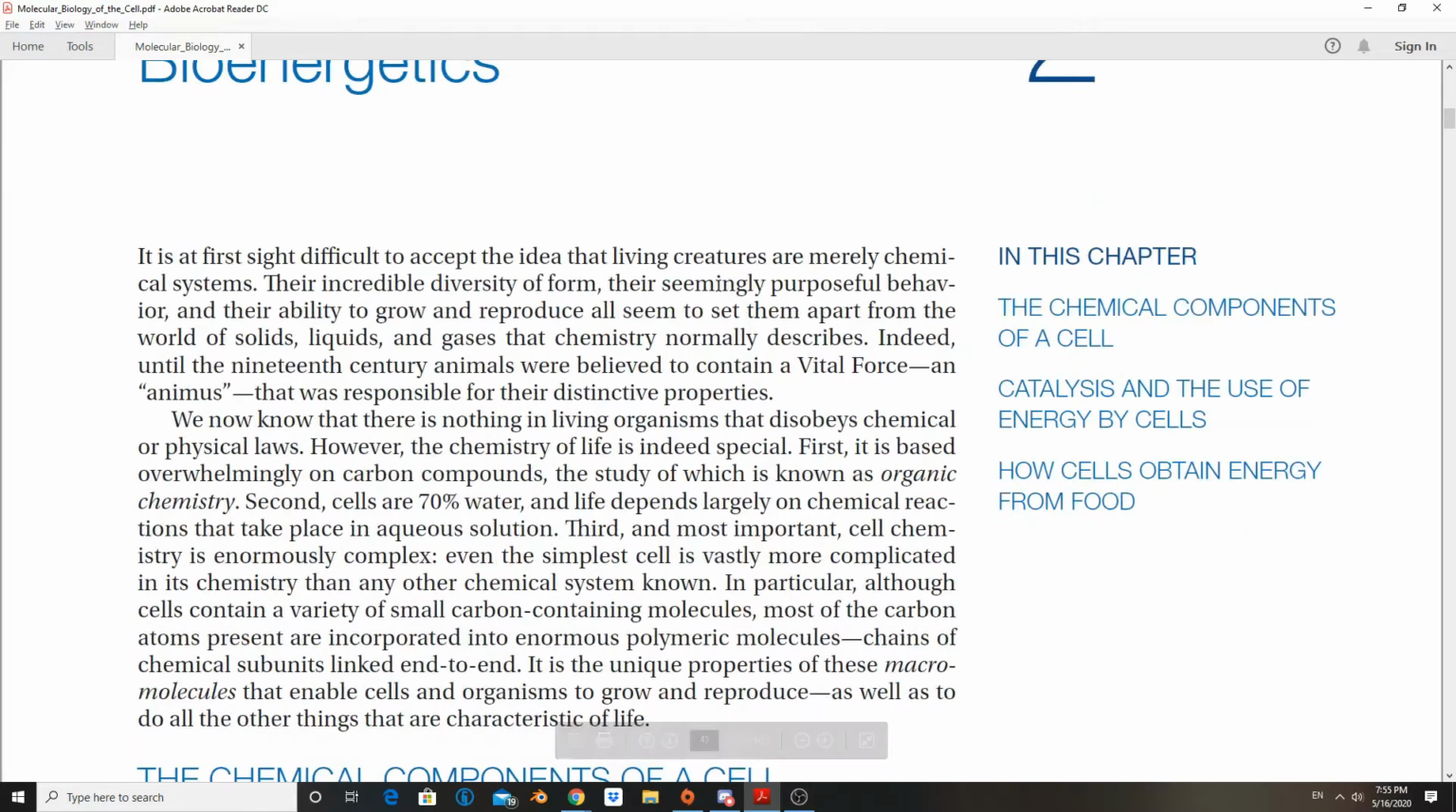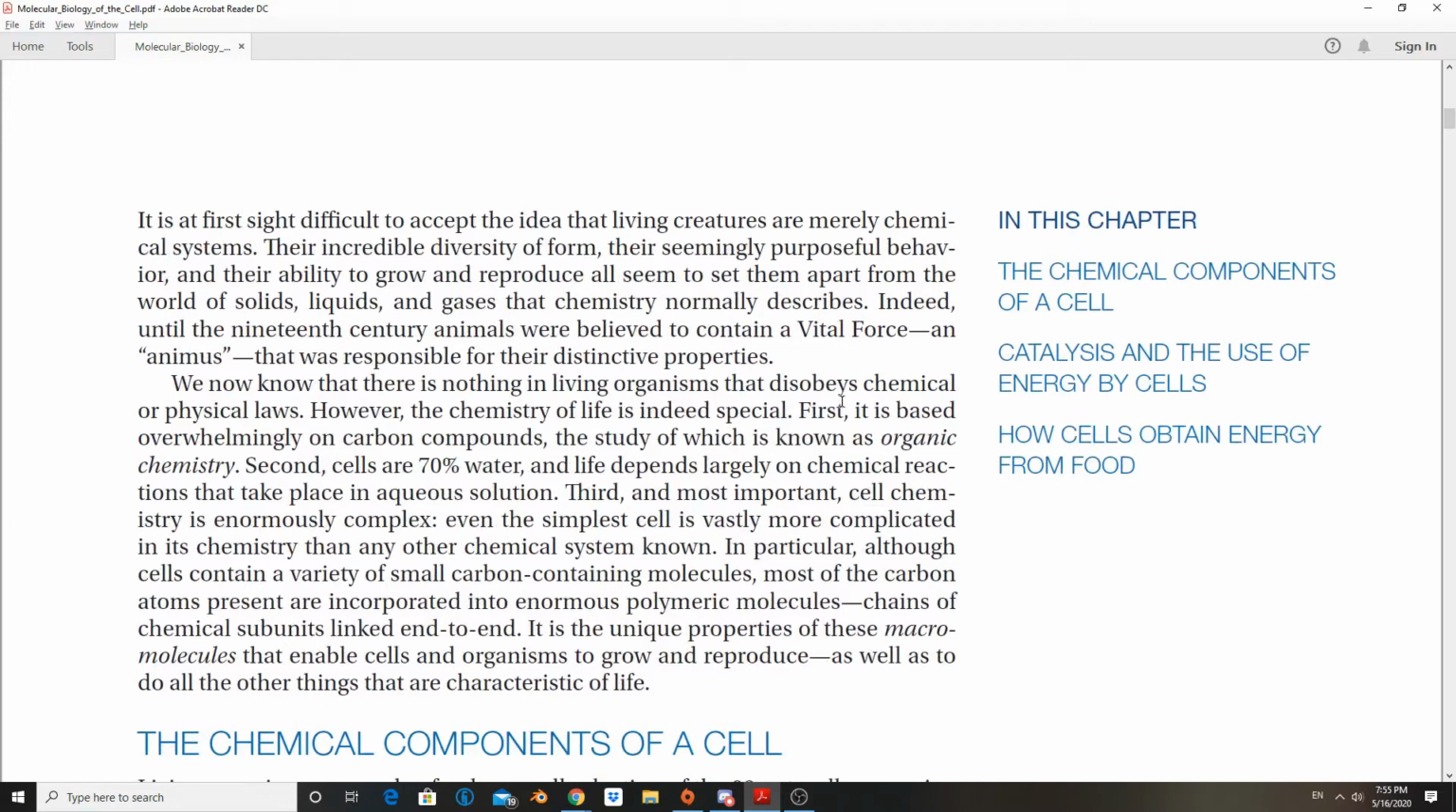So the first part is just an introduction. It says that the three big unifying themes of biochemistry are, first, that it relies heavily on carbon compounds, second, that it always occurs in an aqueous solution, and third, that it is incredibly complex. And this will become clearer later.